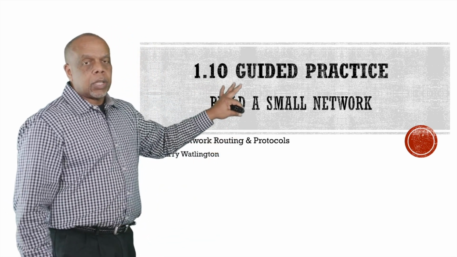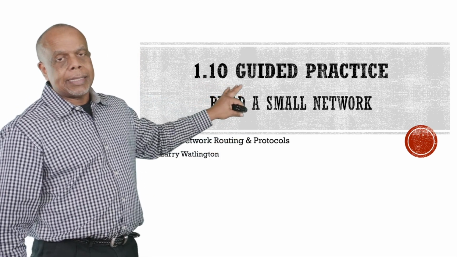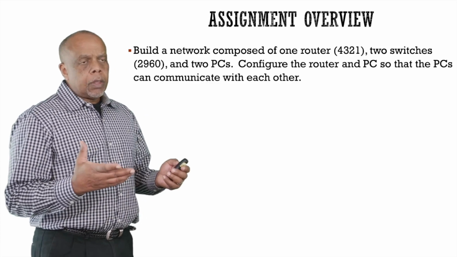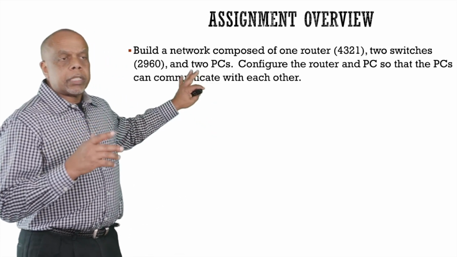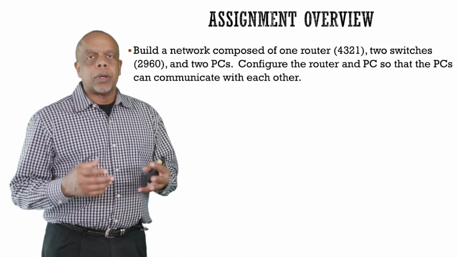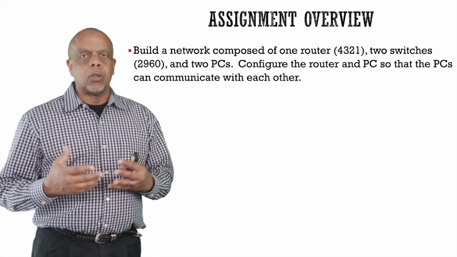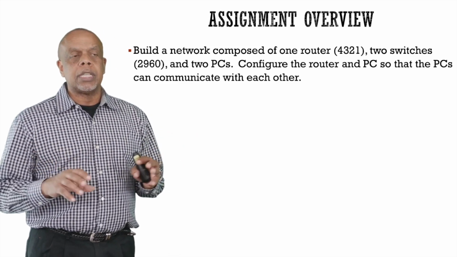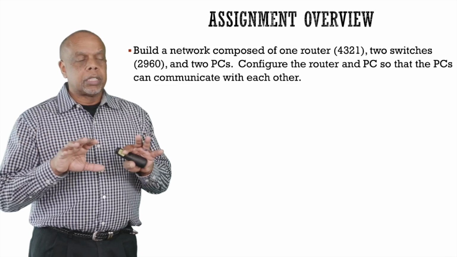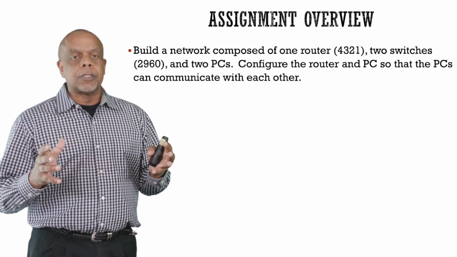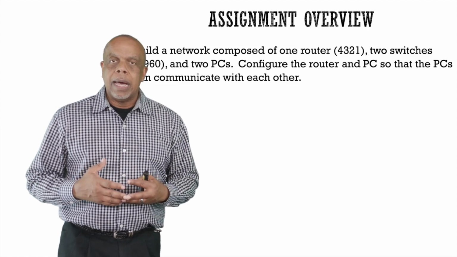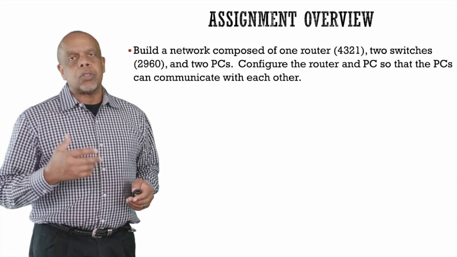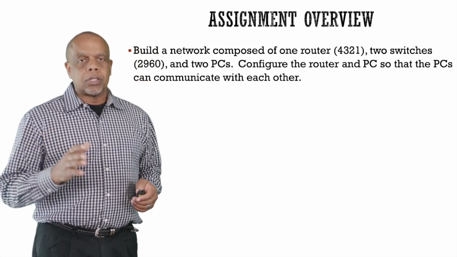So what we're going to cover today is exercise or assignment 1.10, the guided practice, how to build a small network. A brief overview. This is going to start small, where we're going to have one router. This is all Cisco components. A Cisco 4321, 2 switches, 2 9660 switches, and 2 PCs. And we're just going to connect those together in Packet Tracer so that they can communicate with each other. However, before we can do that, we've got to learn how to configure IP addresses so that we can have the right IP addresses across each of the subnets.